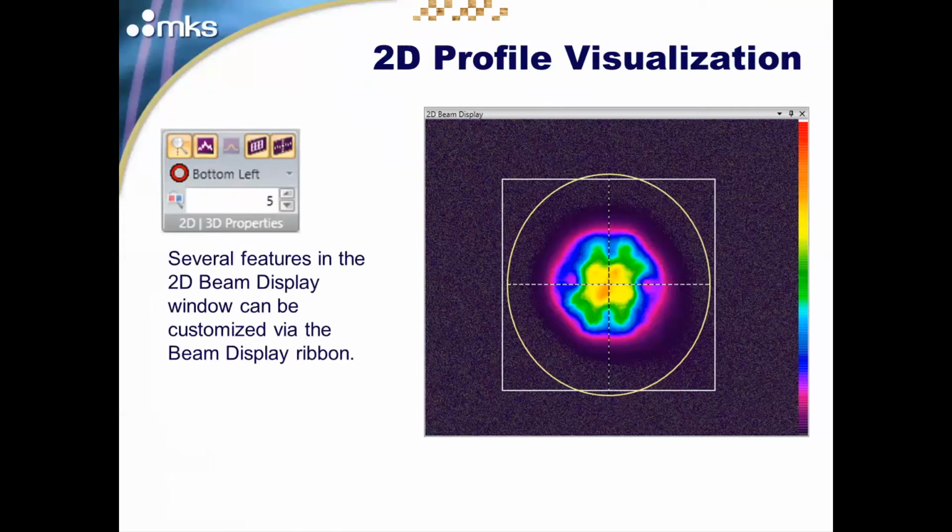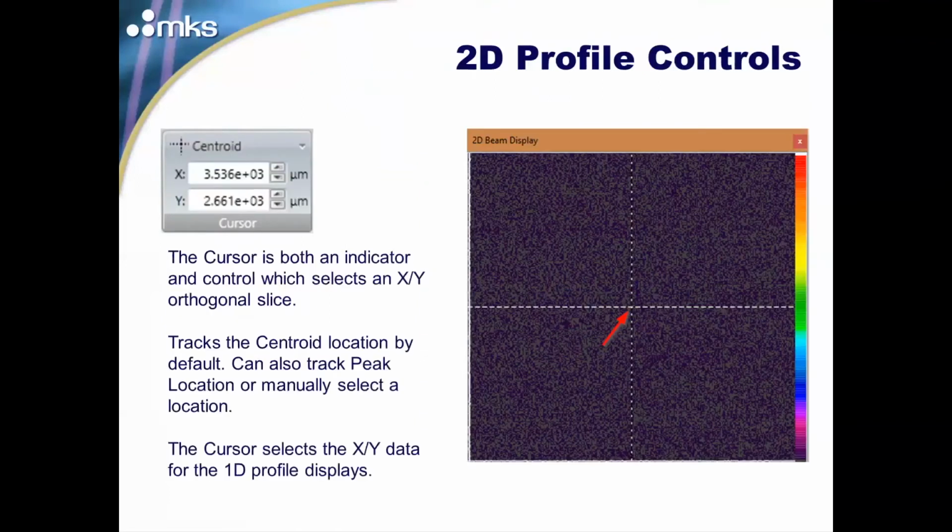There are several features in the beam display ribbon of BeamGage that allow you to customize some of the behavior. The cursor is a tool on the beam display. The cursor is enabled by default in BeamGage and is this dotted X and Y line. It goes all the way across your data and is selecting orthogonal slices of data, a row and a column. It tracks centroid by default, but you can also change that to track the peak location or just have it manually selected at an arbitrary location of your choice.